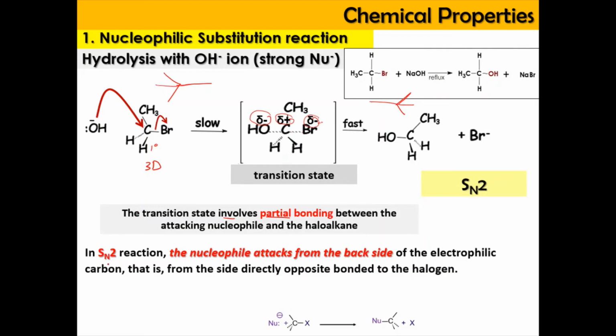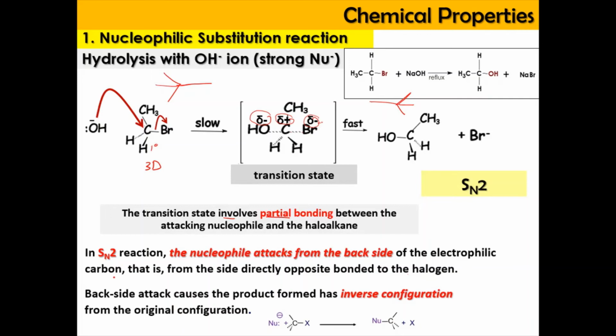So, in the SN2 reaction, the nucleophile attacks from the backside of the electrophilic carbon, that is from the side directly opposite to the bonded halogen. And at the same time, the backside attack causes the product formed to have an inverse configuration. So here is the inverse configuration from the original configuration. So from this Y shape, the umbrella becomes an inverted umbrella. Alright.